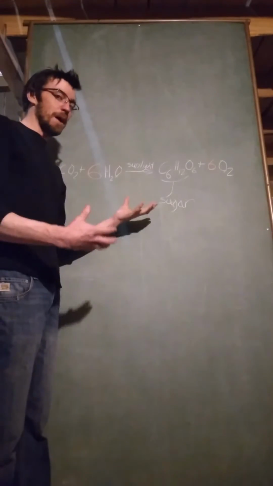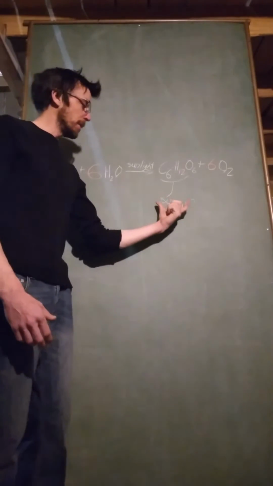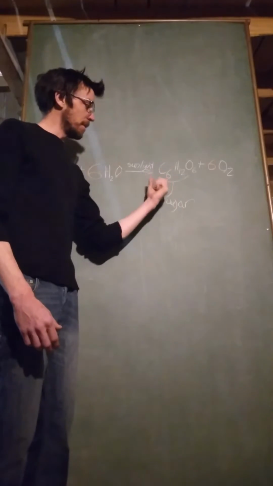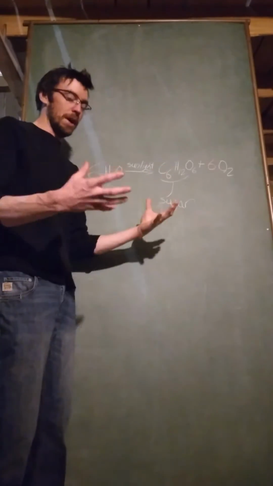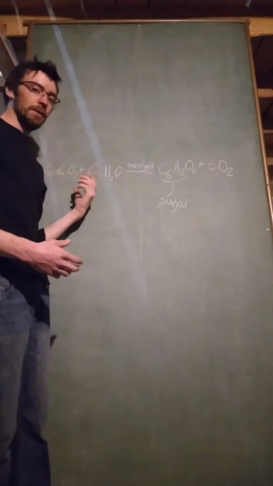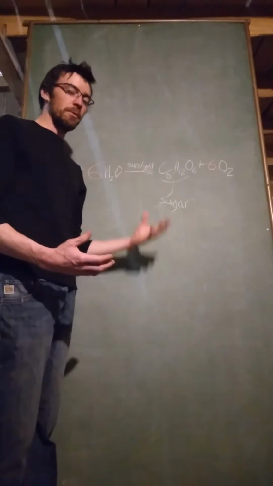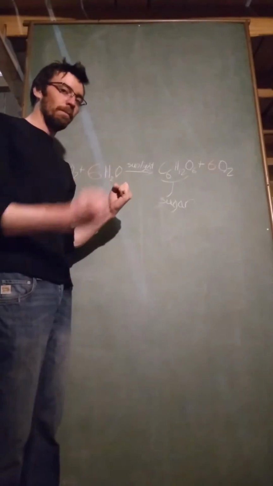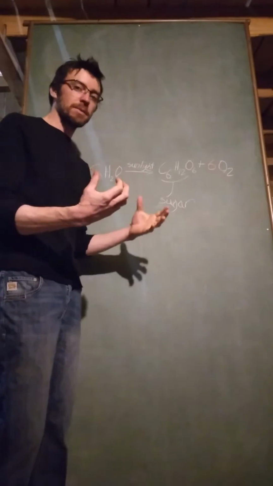Another word for it is how a plant sequesters carbon. Because when that plant takes this carbon here that's in this sugar and creates a sugar from this CO2 over here, that's sequestration. It removed carbon from the atmosphere and turned it into biomass.